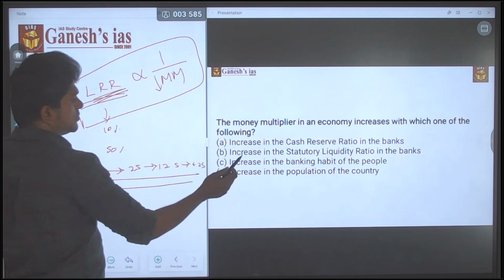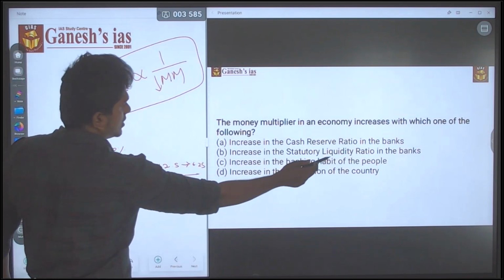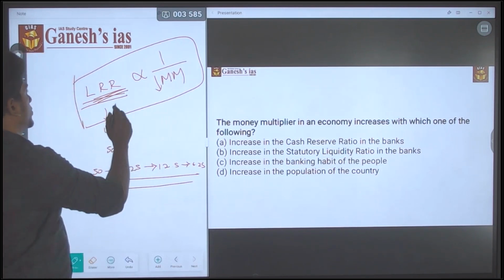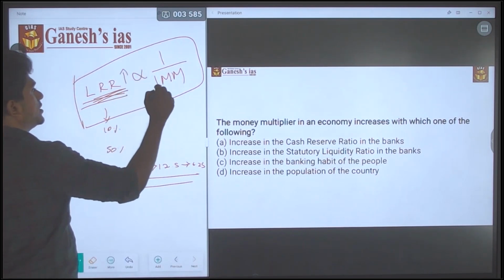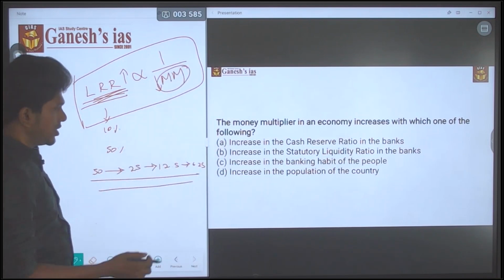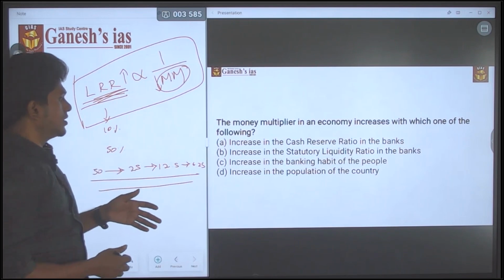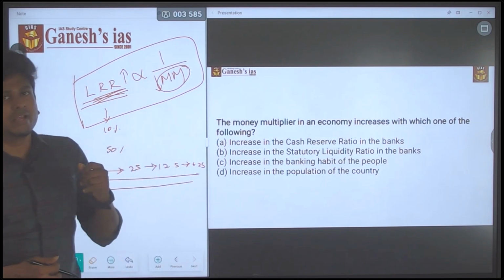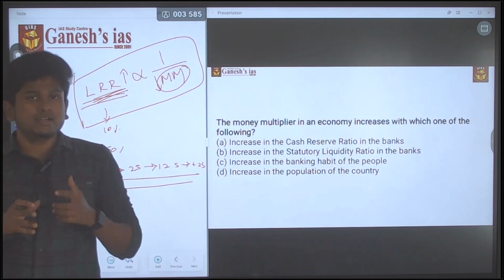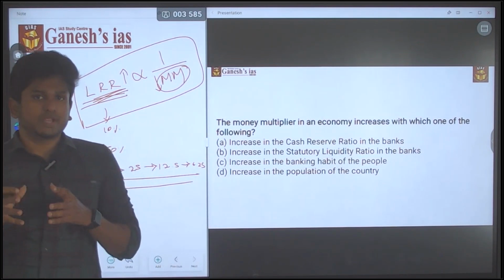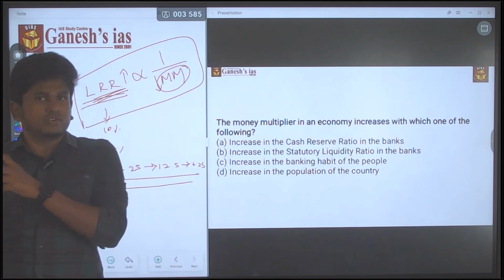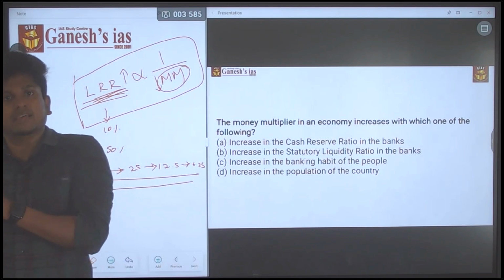Consider the second statement. Again it is speaking about increasing the SLR, which means again an increase in the legal reserve ratio. If the legal reserve ratio is going to increase, the money multiplication process will be reduced. So the second statement is also wrong. Consider the fourth statement, increases in the population of the country. Even if there is a huge increase in the population, that doesn't create a money multiplication process. Only if the money is getting into the bank will the money multiplication increase.